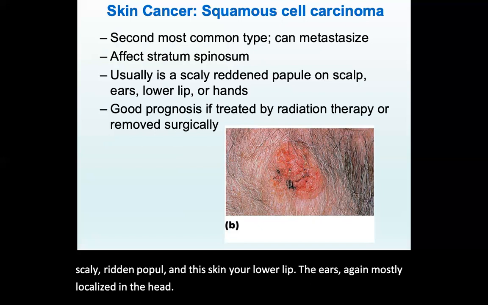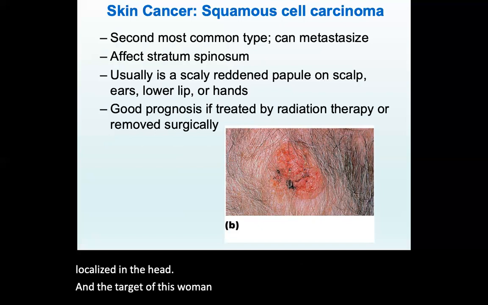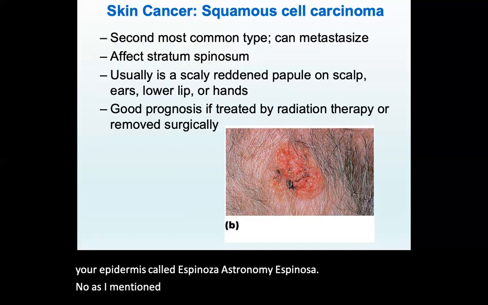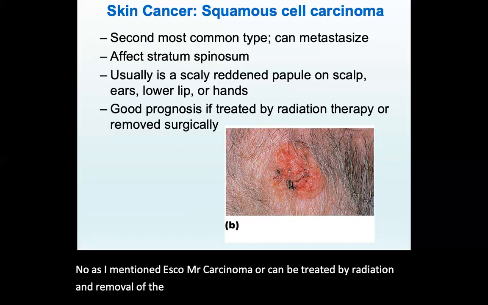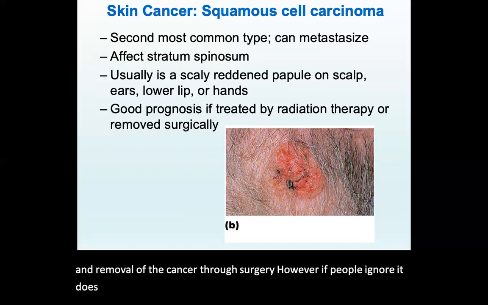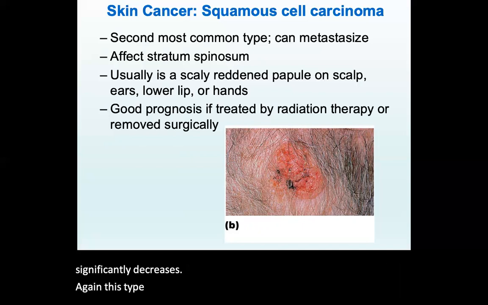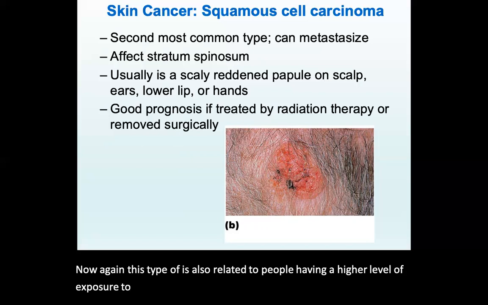And the target of the squamous cell carcinomas is going to be a layer of your epidermis called the stratum spinosum. Now, as I mentioned, a squamous cell carcinoma can be treated by radiation and then removal of the cancer through surgery. However, if people ignore it, it does metastasize to other parts of the body, and the chance of survival significantly decreases. Now, again, this type of cancer is also related to people having a higher level of exposure to sunlight. So if you have fair skin tone, you're more susceptible to this type of skin cancer.